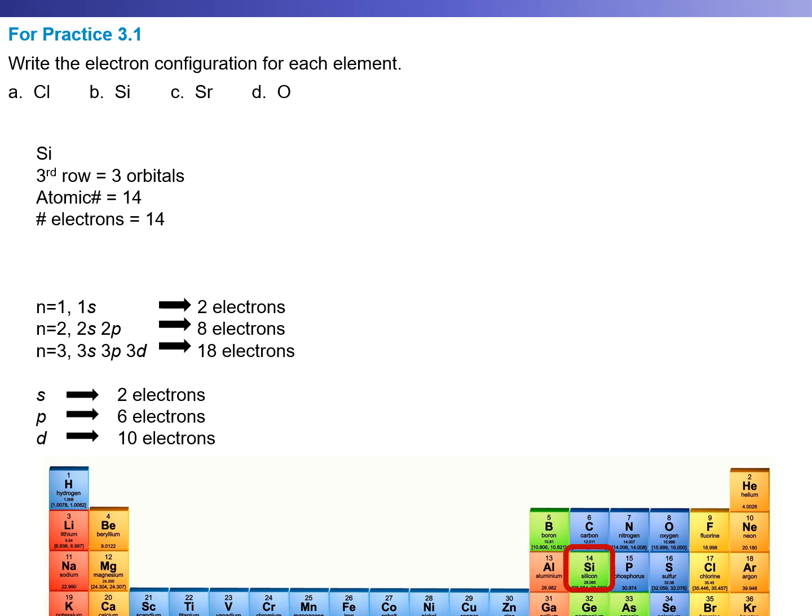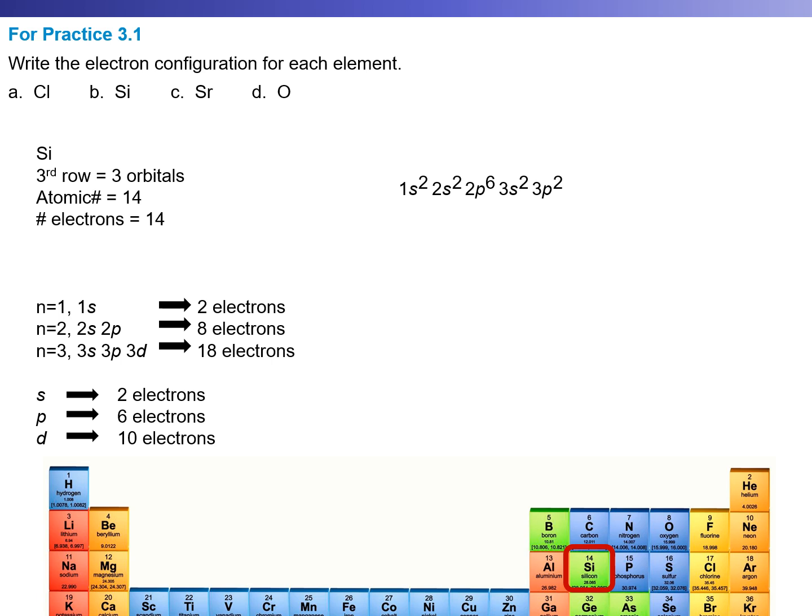We know that we've got a full first row and a full second row, so we can just write that in. We're going to write 1s2, 2s2, 2p6. All right, now we have to move down to 3s. Here's our 3s right here. It's full, so we're going to write 2 there. But how many do we have in our 3p? Well, we've got 1, 2, and we're done. Wasn't that so much easier?